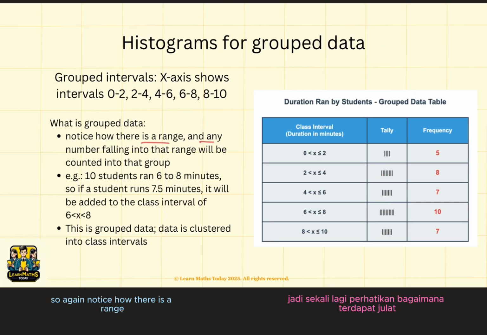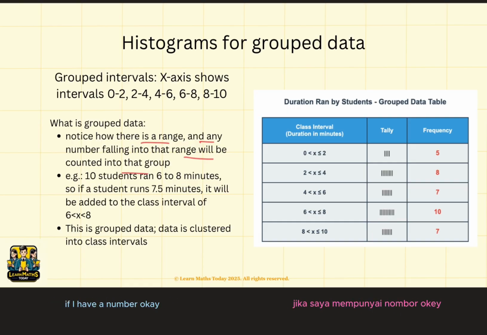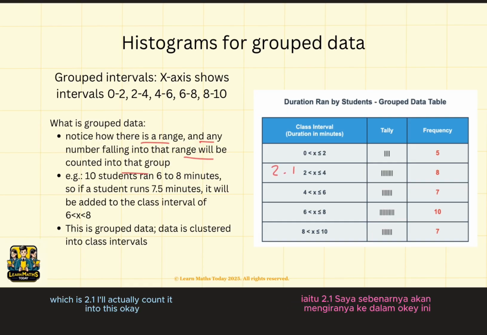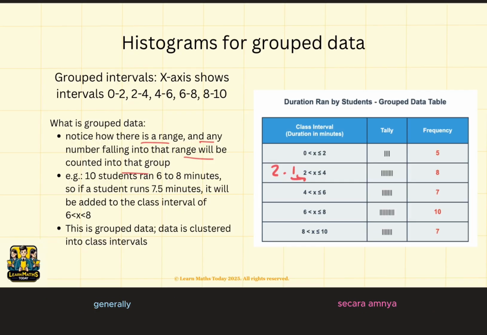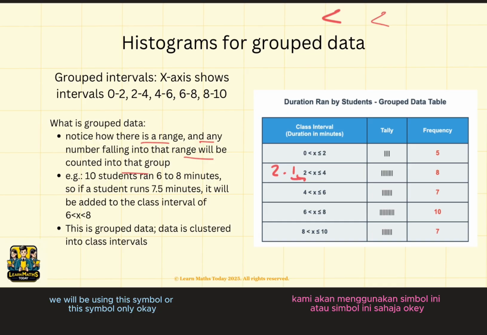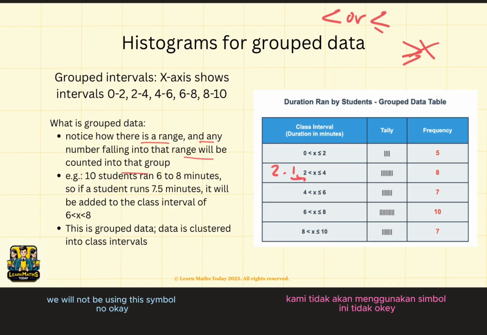So you notice how there is a range, and any number falling into the range will be counted into that group. For example, if I have a number 2.1, I'll count it into this group. So for this range you must recognize the symbols, this symbol and this symbol. Generally, we will be using this symbol or this symbol only. We will not be using this symbol. That's the difference.